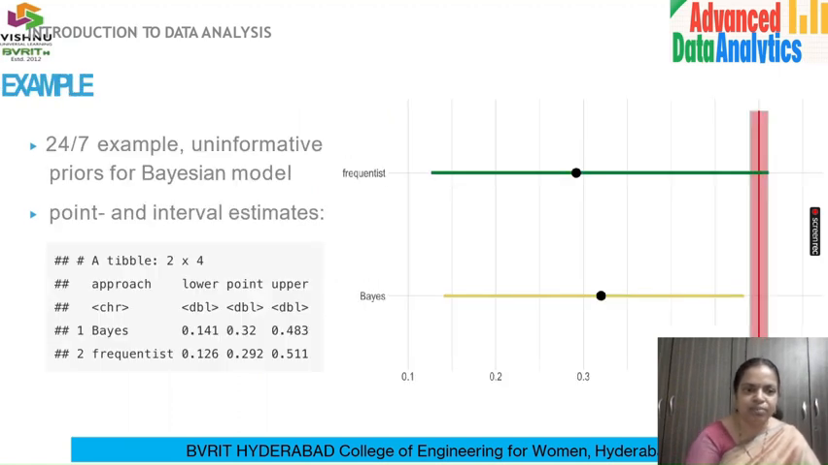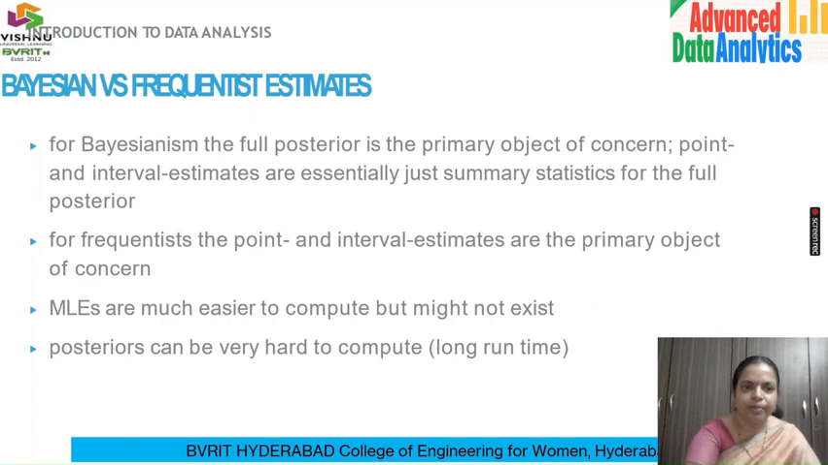Okay, this is the example for this Bayesian model. Okay, frequentist and Bayes model, and Bayesian versus frequentist estimates. Okay, so out of these two, both are based on the prior value, but Bayesian mostly depends on the prior values, and frequentist is based on the present values.